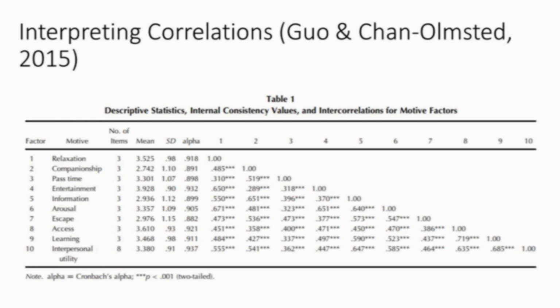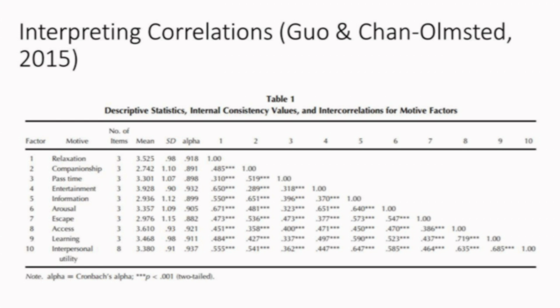We have our means, and we have our standard deviations, SD. That means how much variation there is in the data set. And then we have the alpha. That is the Cronbach's alpha score right there. We can see all of them are above 0.70. And we have correlations. We can see here 3 stars. 3 stars usually means 0.001 statistical significance.